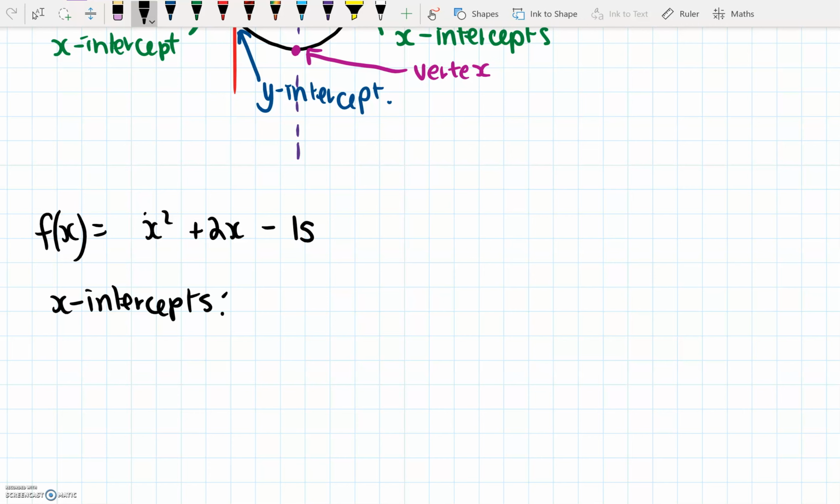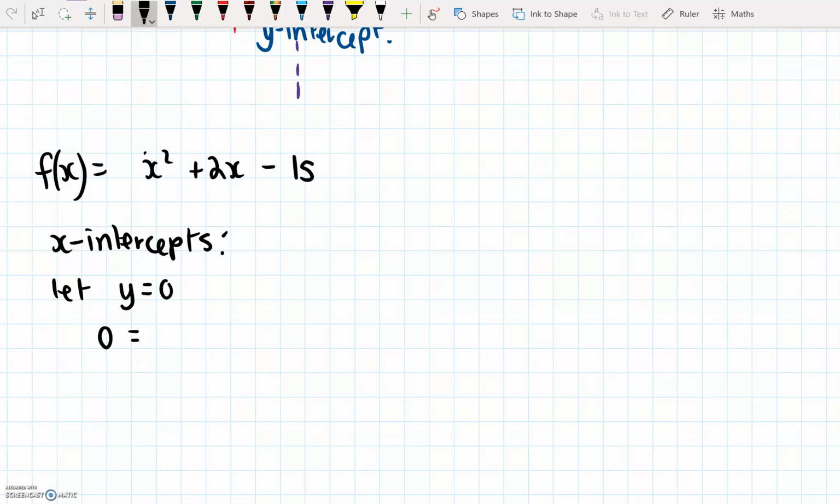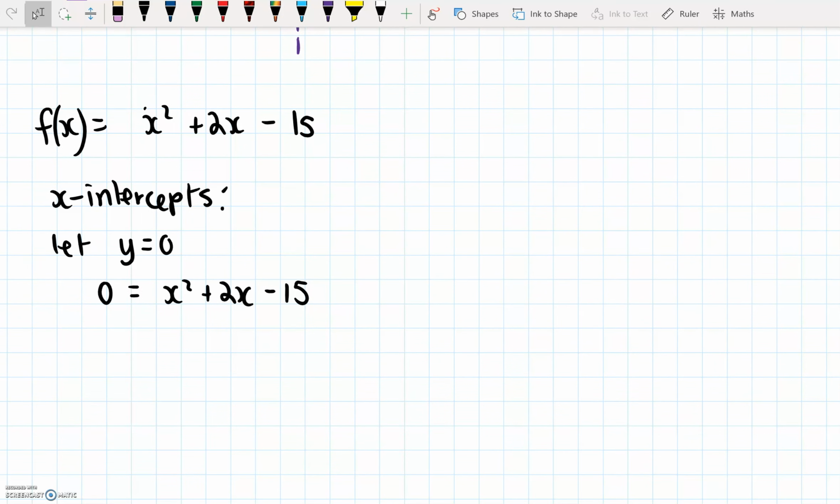Okay, and we do that by finding where y equals 0. So we always let y equals 0 to find the x-intercepts. So that means we have 0 = x² + 2x - 15. Now we can just solve this to find x. We know we can factorize this. Okay, 2 numbers that multiply to give -15 and add to give +2. Well, it's 5 and 3, so we have (x + 5)(x - 3).